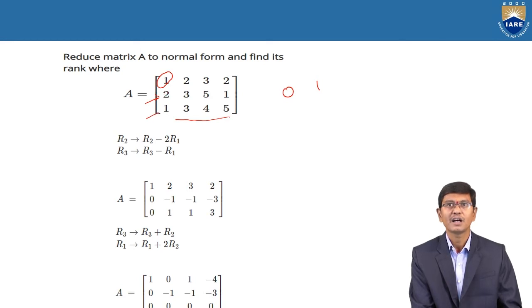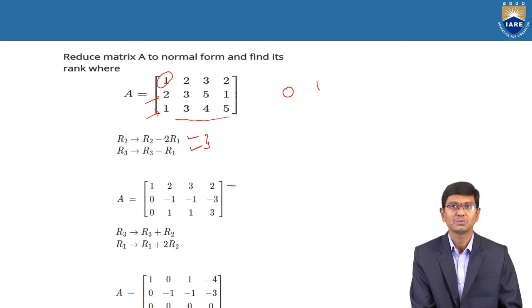And similarly, in the R3 row, the element is a 1 value. Therefore, we need to change it to 0. Therefore, by the operations R2 is equal to R2 minus 2R1, and similarly R3 is equal to R3 minus R1. By doing these two operations, the matrix changes: the first row is not changing, that is 1, 2, 3, 2. The second row is changing the values, 0, minus 1, 3, and the third row is also changed to 0, 1, 1, 3. With the help of the row operations R2 is equal to R2 minus 2R1, R3 is equal to R3 minus R1.